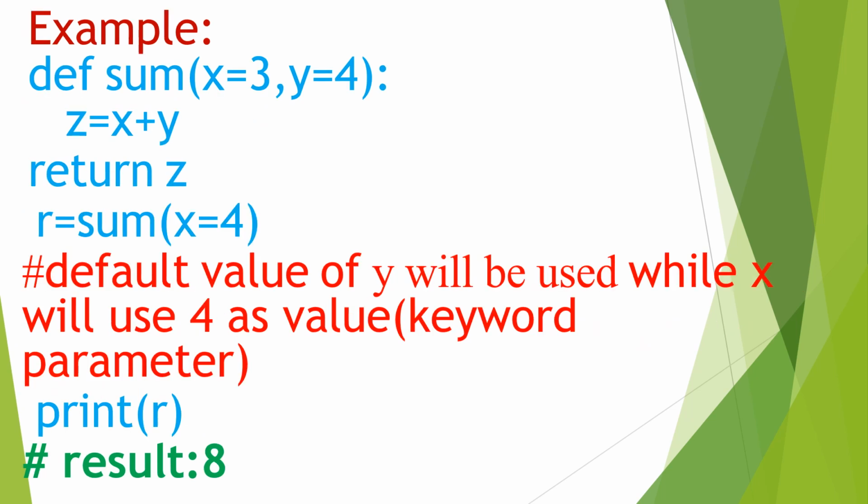In this example, the function header again contains both the parameters as default ones, but in the call we are passing x equals 4. Now here x is a keyword argument, so the value of x would be copied into the x parameter only. It cannot be copied into any other parameter because it is a keyword argument. And in this case, the value will be 4 plus 4 and the result would be 8.